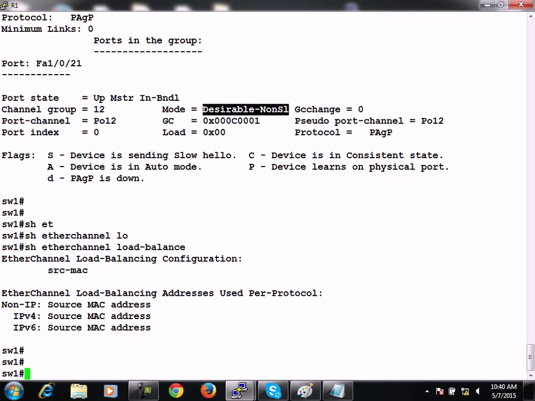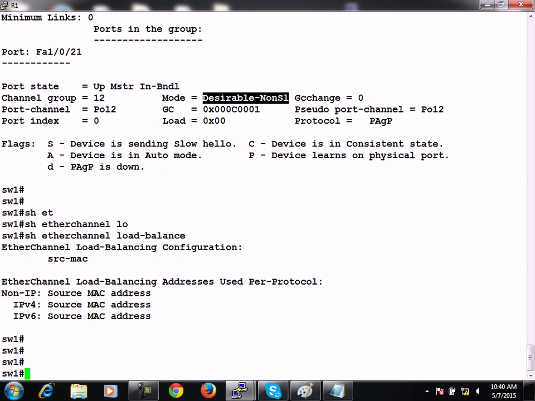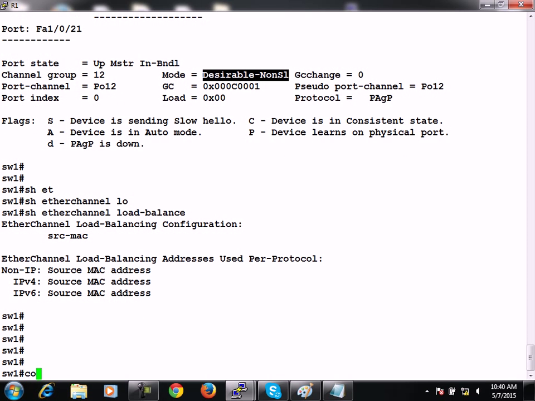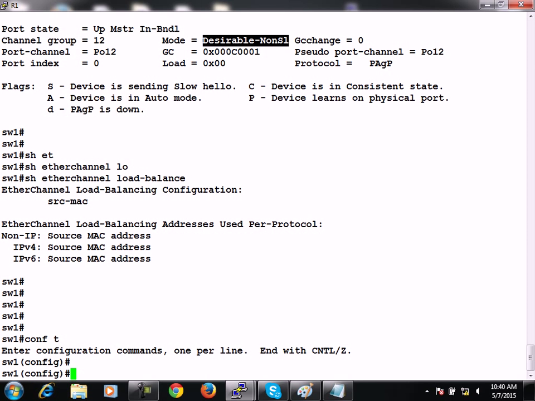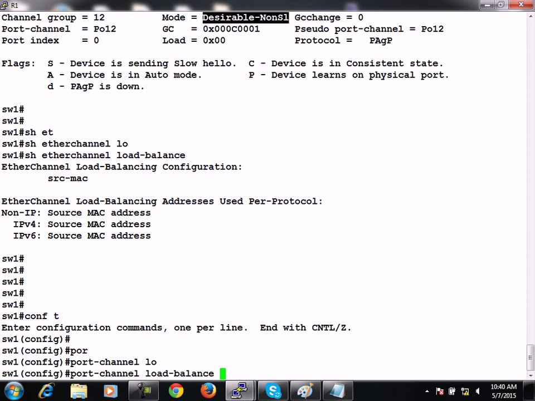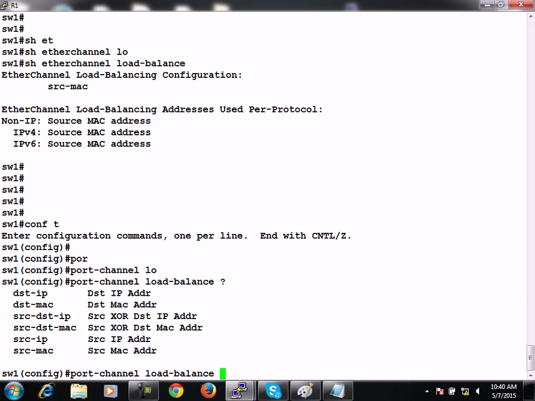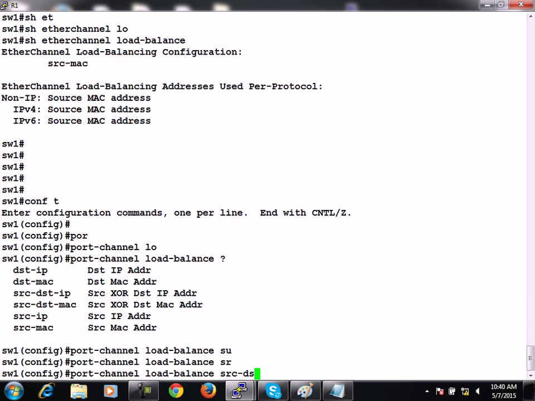So in the previous class, I taught you how you can test your exit interfaces, right? Now if you want to change its load balancing algorithm, then the command would be port-channel load-balance and then a question mark. It will list all the possible load balancing algorithms supported by this platform. So this time you can see that we can use either source MAC or destination MAC or the combination of source and destination MAC, or source IP or destination IP or the combination of source and destination IP. So Cisco recommends to use source-destination IP.